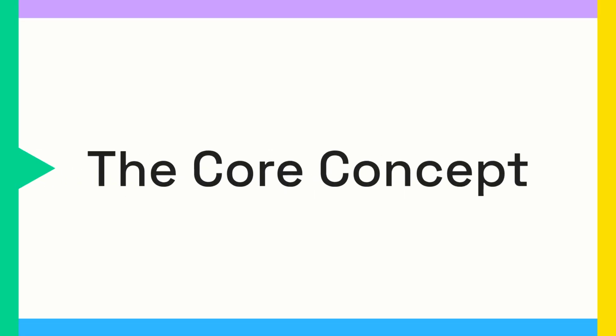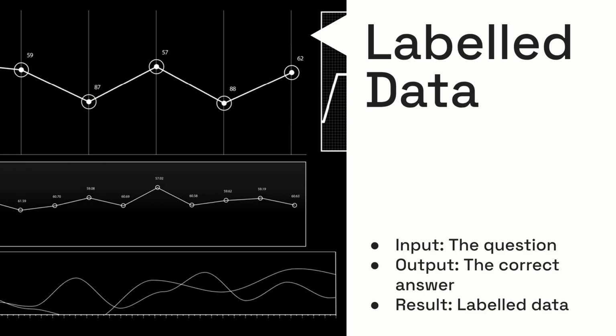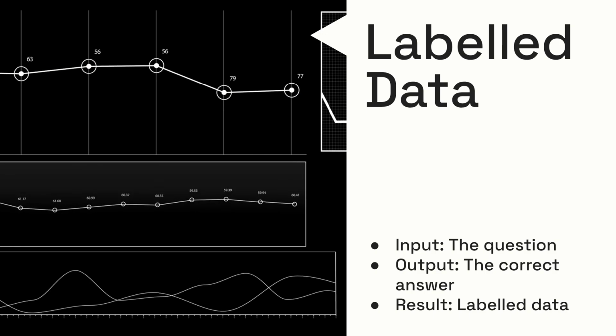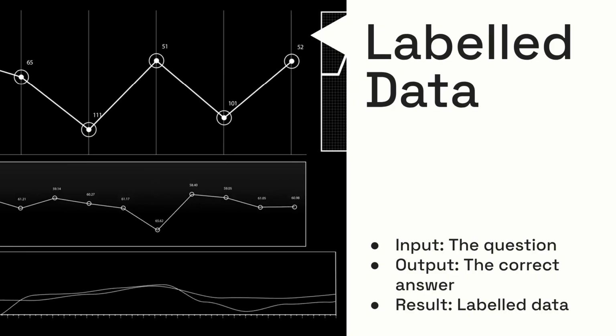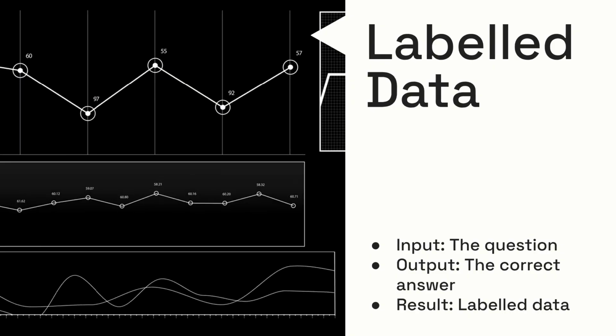Let's start with the fundamental building block of supervised AI, the data. In supervised learning, every piece of data comes with a "label." This label is the correct answer. You give the AI the input, the question, and you also give it the correct output, the answer key. We call this labeled data.